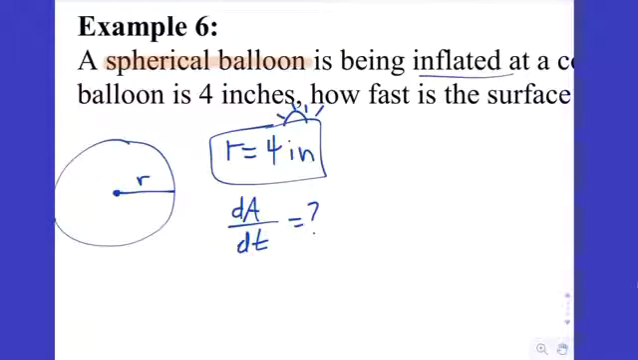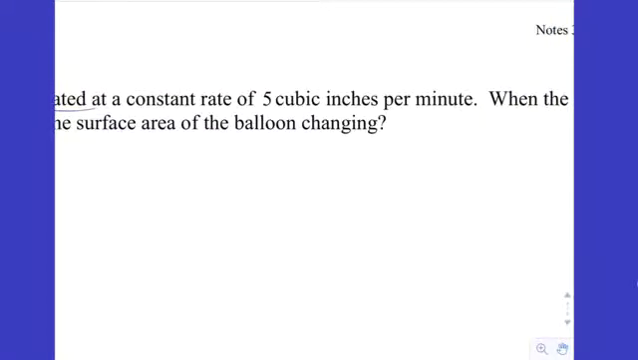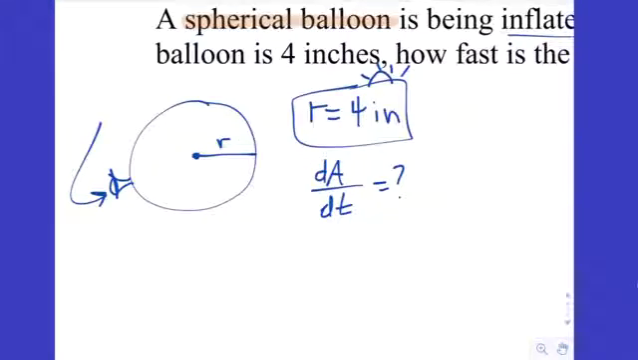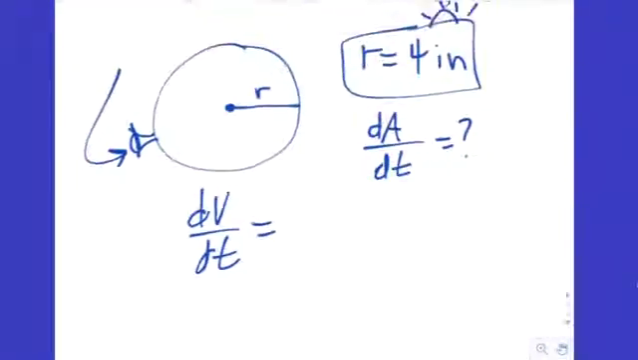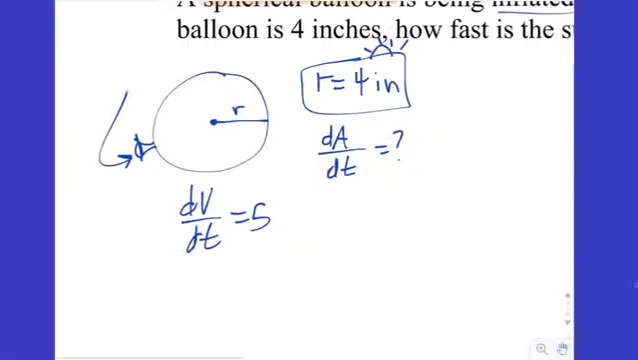And there's one other thing. It's being inflated at 5 cubic inches per minute. So that's the rate of change of what quantity? Volume. Yeah, look at the units if you don't know. Cubic inches is a measure of volume. So we can call that V for volume. So dV/dt is 5, positive or negative? Positive, yeah, because the volume is increasing. We're inflating it. Had the balloon been deflating, then that would be a negative number.